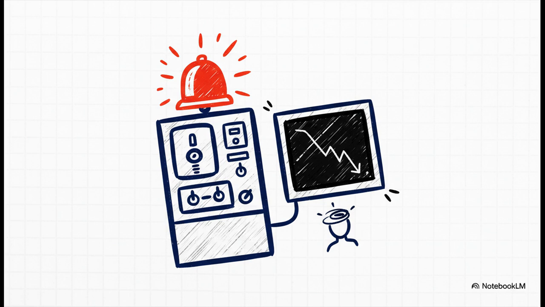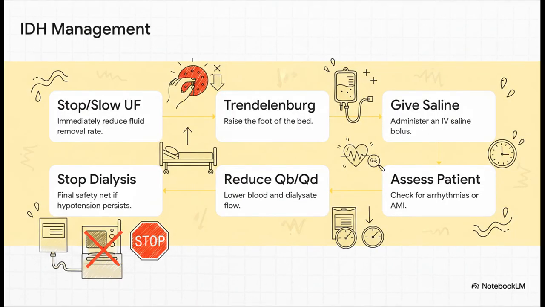You're called to the bedside. What are your immediate steps? This is your rapid response protocol. First thing you do, tell the nurse to stop or slow the ultrafiltration. Just stop pulling off fluid. Second, get the foot of the bed up, put him in the Trendelenburg position. Third, give a bolus of IV normal saline.